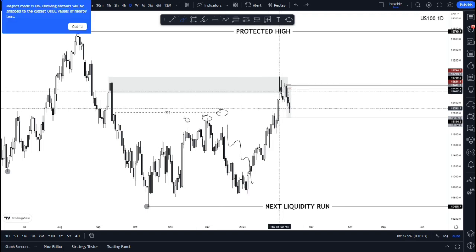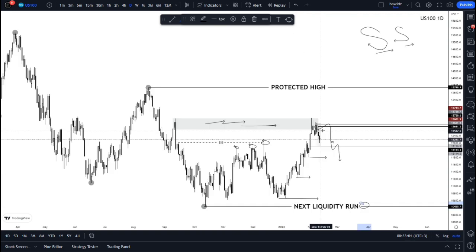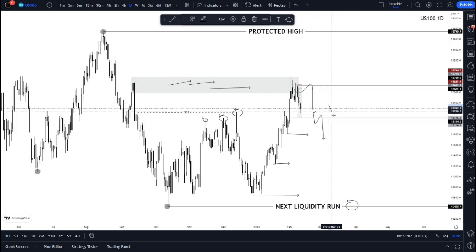With the mitigation of this supply, we now know that this supply has already been mitigated. From there, we can anticipate a reaction from here because it's a very strong level of supply. What we expect from here is price to go bearish to take out these lows, and these lows, since they all act as liquidity, and probably also take out this final low. This is just an anticipation. Price could easily do this.